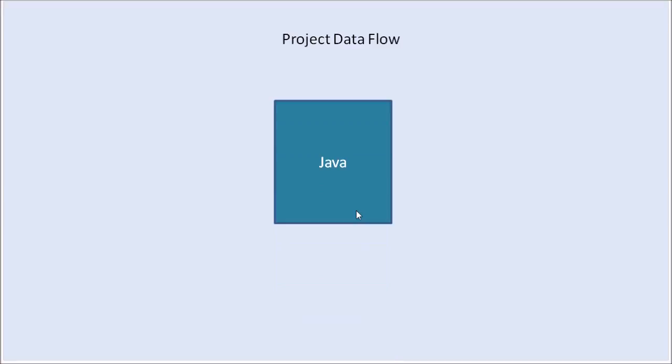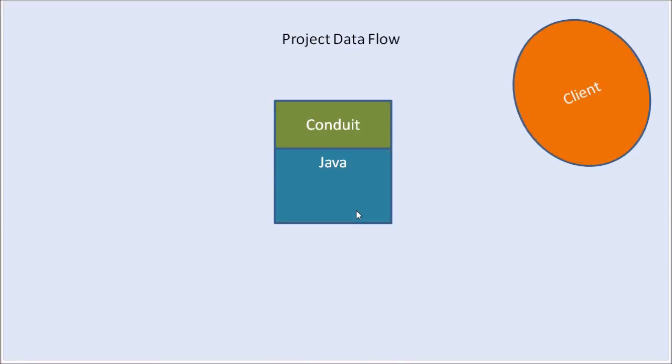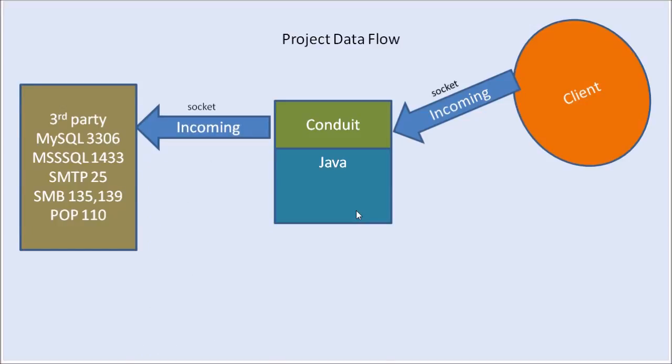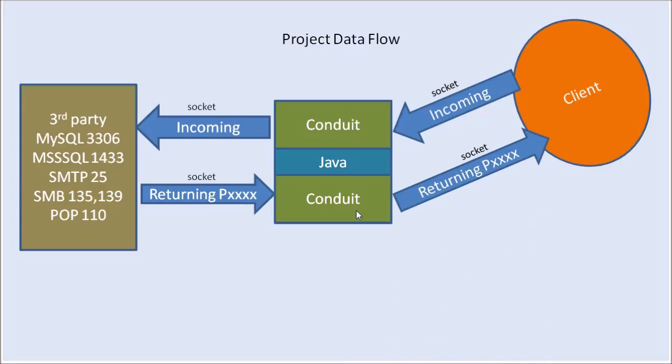So let's review. We created a conduit object. The client connected to the conduit object. The conduit object connects to the third-party server. In this case, we used MySQL on 3306. You could pick any IP address. You could pick any port as long as you had the appropriate client connecting. Then they connected back through the second conduit object that we created, and that second conduit object relays information back to the client.